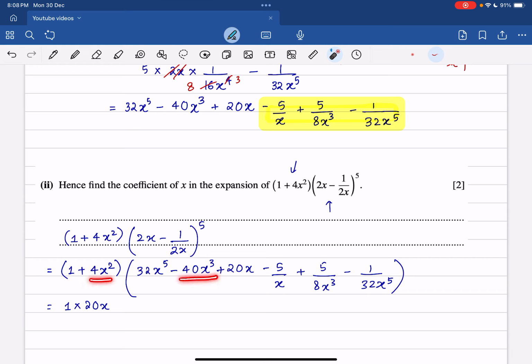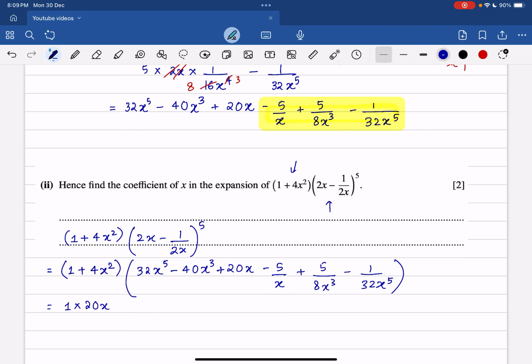Moving on. 4x squared with 40x cubed. So 4x squared times negative 40x cubed. What am I interested in? The power of x. Both of them are in the numerator. When you multiply, powers get added. You will have something x raised to 5. Again, this is not what I need. So will I multiply this with this? Not at all. Let's say I multiply this with 20x. The power will become x cubed. Again, that is not what I am interested in.